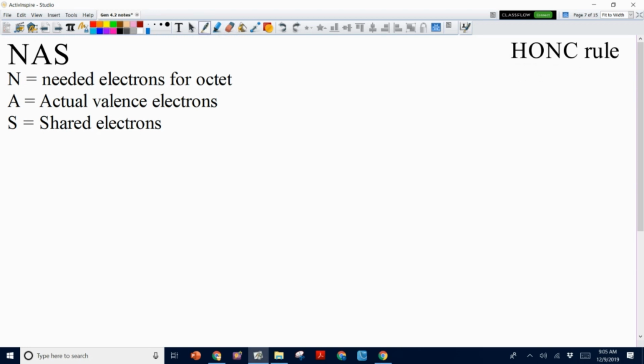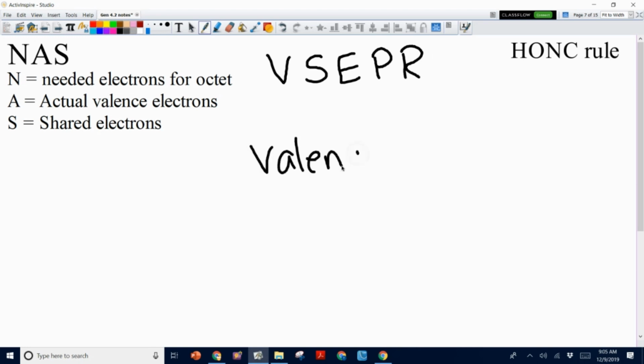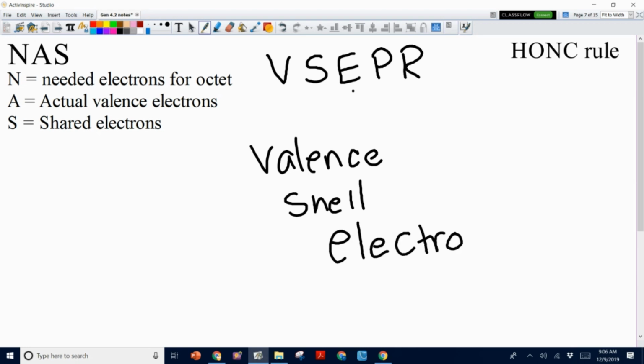All right, so there's 5 geometric shapes that we're going to have to learn for this section on covalent bonding. And these are what are called VSEPR shapes. Valence shell electron pair repulsion is the theory. So V stands for valence, S is shell, E is electron. All right, so we're only going to look at the valence shell electrons.